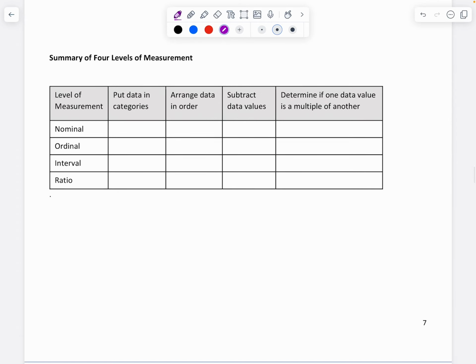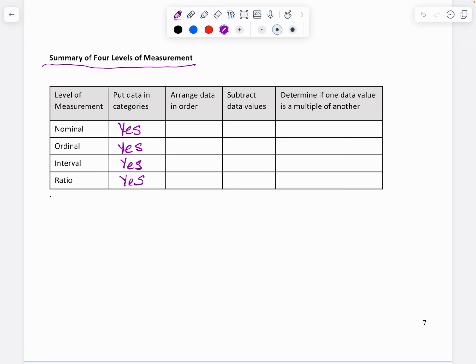All right, and then the last thing we're going to do is summarize these 4 levels of measurement, looking at the least to the greatest. So nominal is your least level of measurement. You can do little to that. Ratio has the most power. It's the one you can do the most things to. So can we put the data in categories? Yes. In each one of these cases, they can all be put in categories.